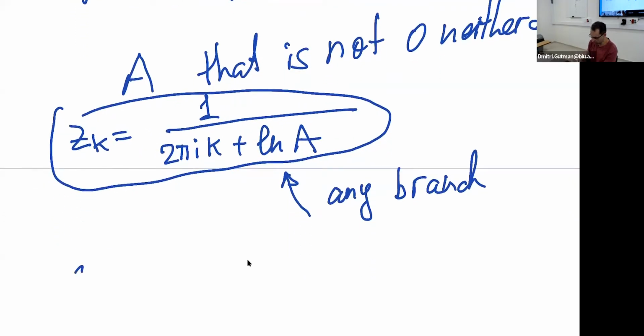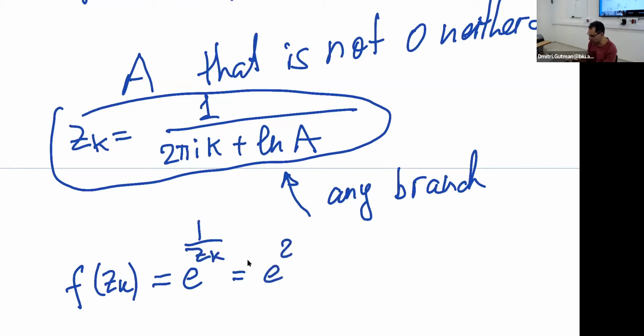Now, function f of zk will be exponent of 1 over zk, which means exponent of 2 pi i k plus logarithm a, and this is equal to a. So we see that there is a series of points that yields any value of the function as its limit near the essential singularity.